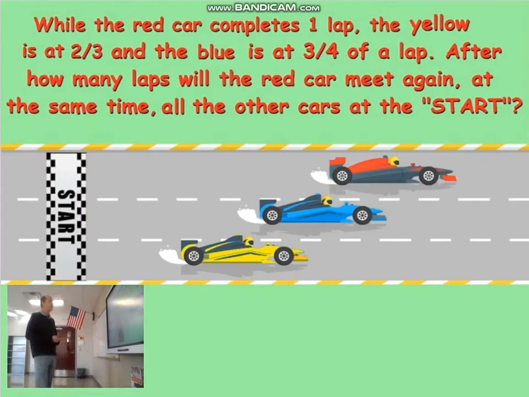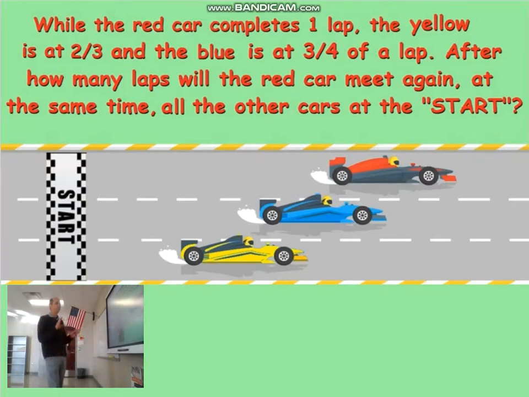Check this out. While the red car completes one lap, the yellow car is at 2/3 of a lap and the blue car is at 3/4 of a lap. After how many laps will the red car meet again at the same time with all the other cars at the starting line? That's the question.